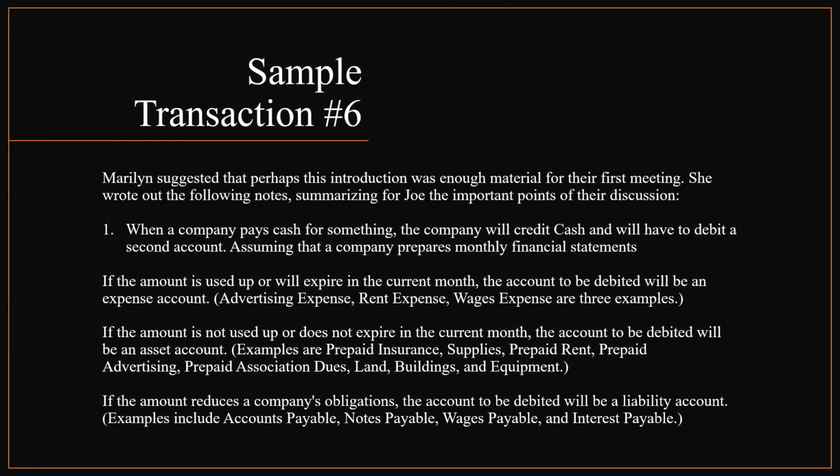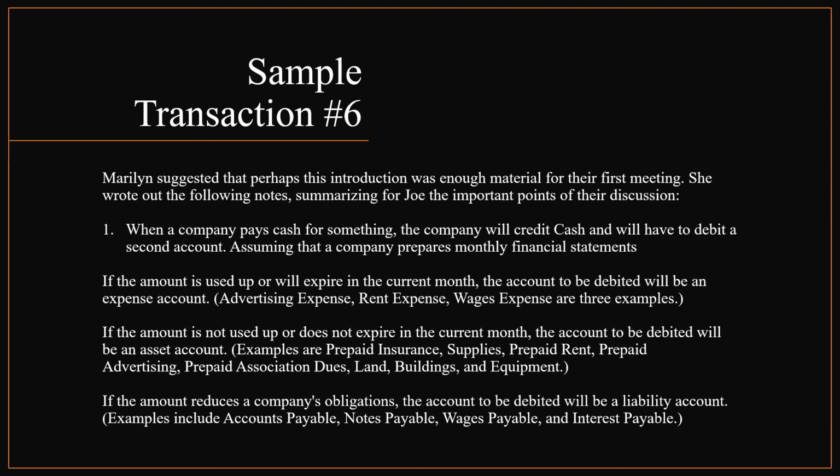Marilyn suggested that perhaps this introduction was enough material for their first meeting. She wrote out the following notes, summarizing for Joe the important points of their discussion. 1. When a company pays cash for something, the company will credit cash, and will have to debit a second account. Assuming that a company prepares monthly financial statements.